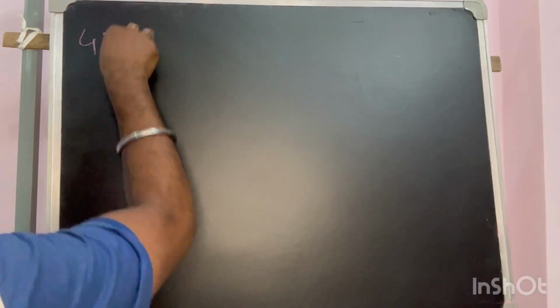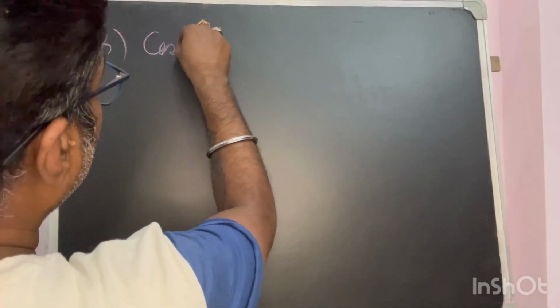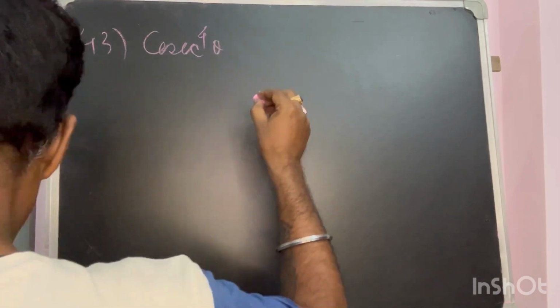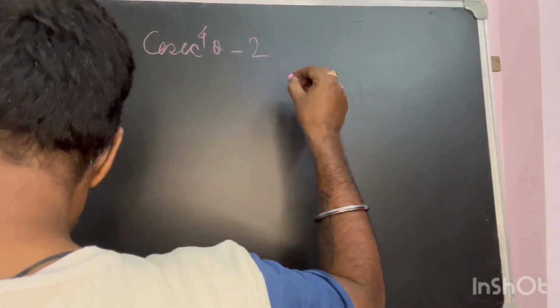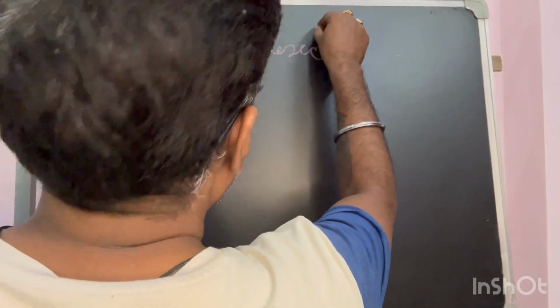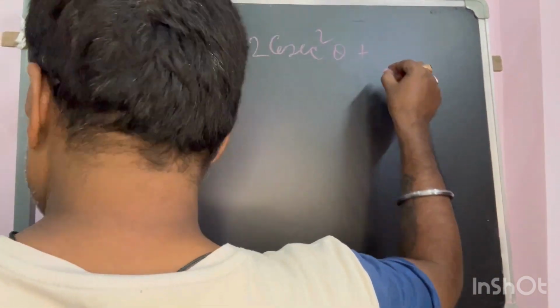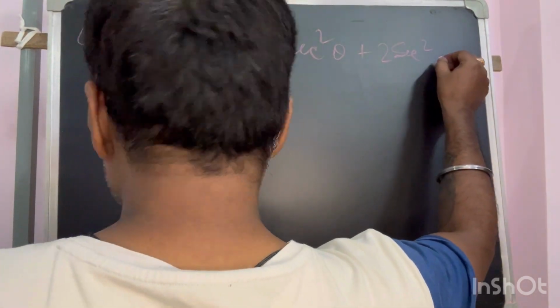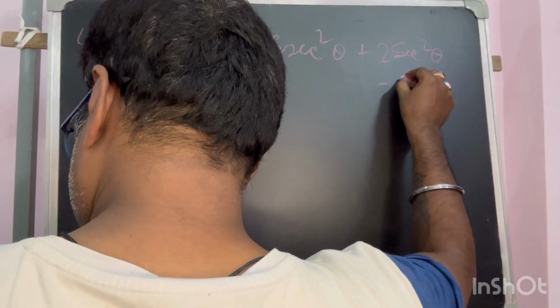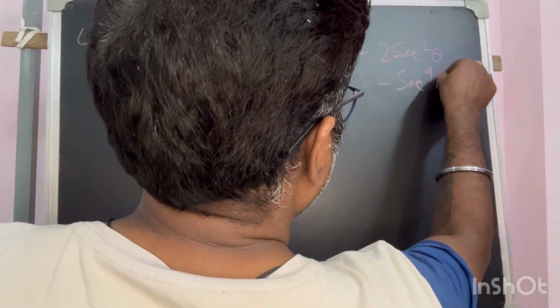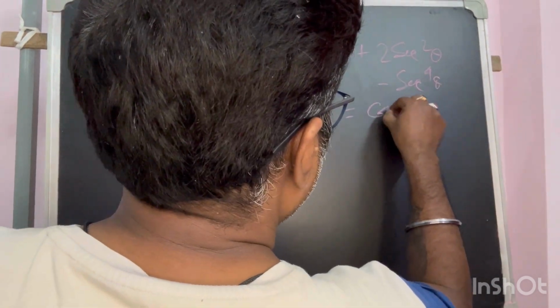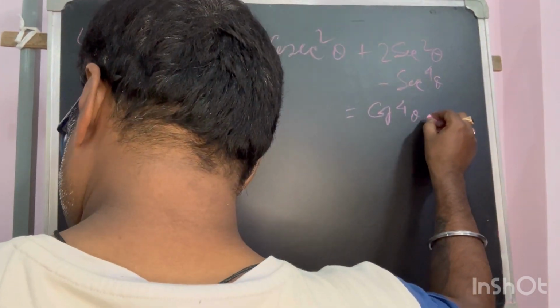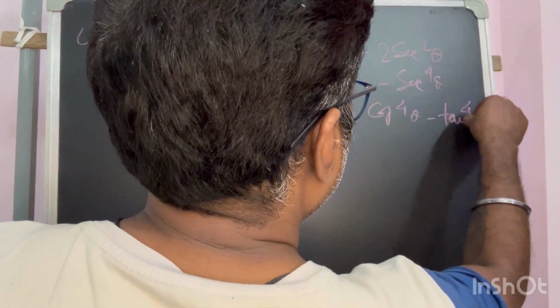Question 42 is done. Then I will do 43. Question 43 says: cosec to the power 4 theta minus 2 cosec square theta plus 2 sec square theta minus sec to the power 4 theta will give you cot to the power 4 theta minus tan to the power 4 theta.